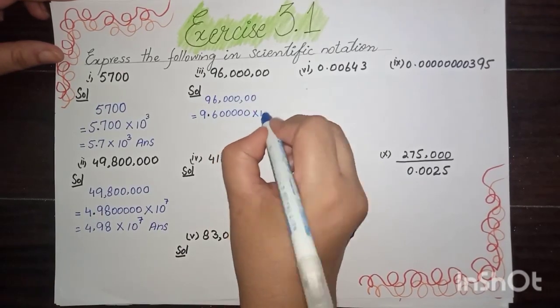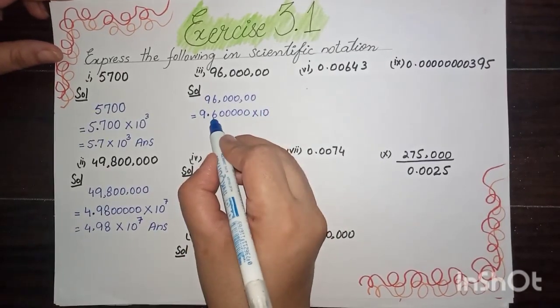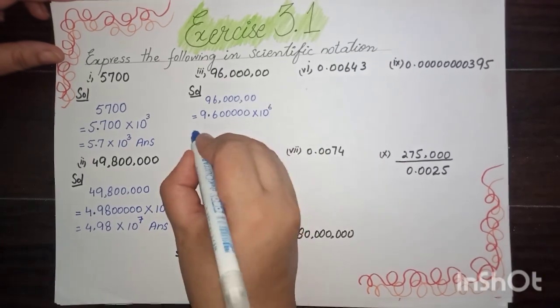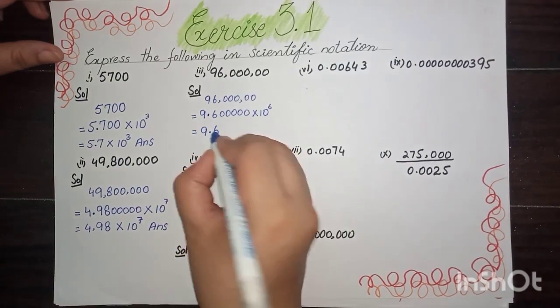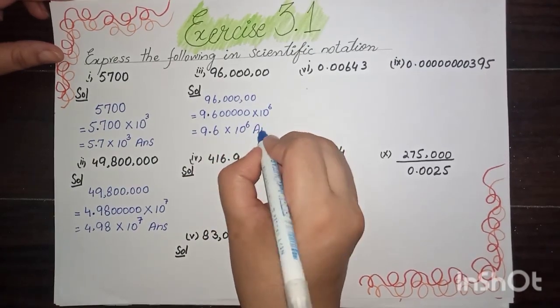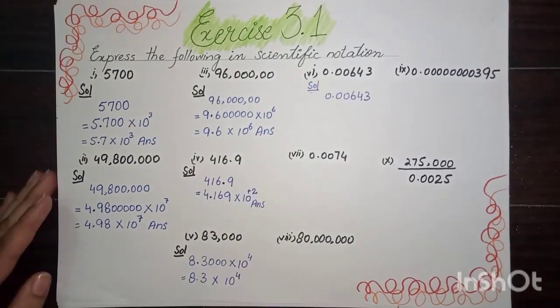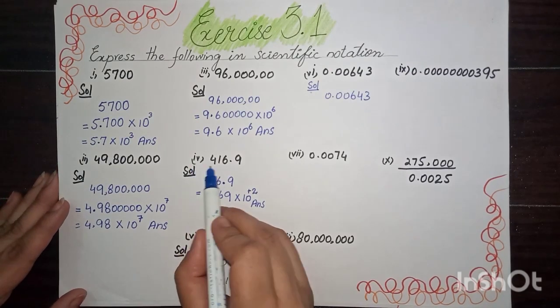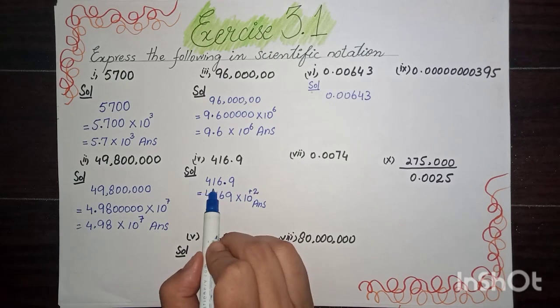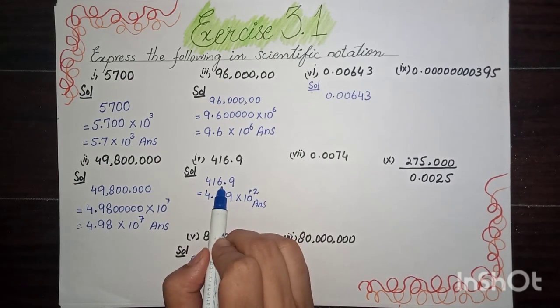Now 10 raised to power, count the numbers 1 2 3 4 5 6. So this is 6. 9.6 times 10 raised to power 6 is my answer. So my next question is 416.9. So 416.9, there is a decimal point already in the question.